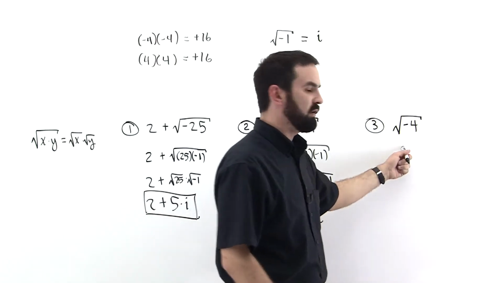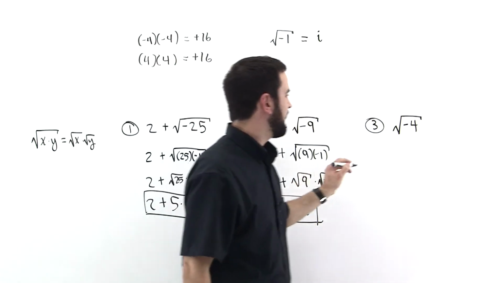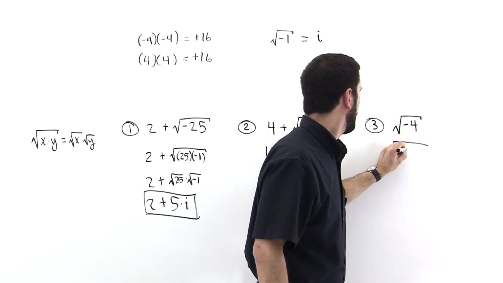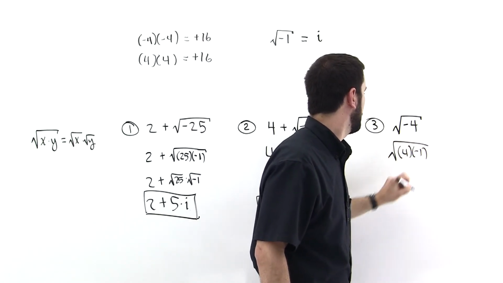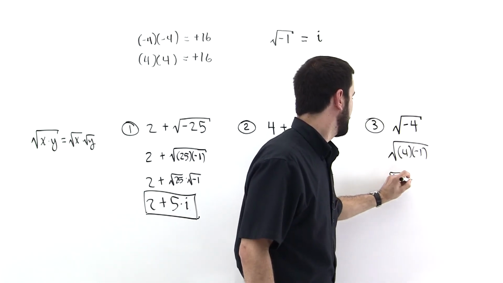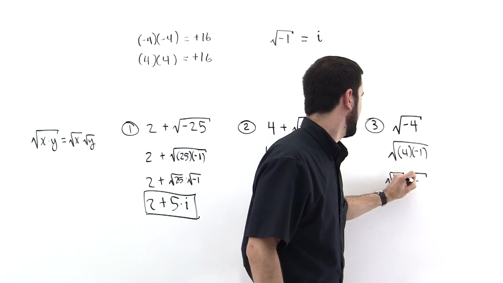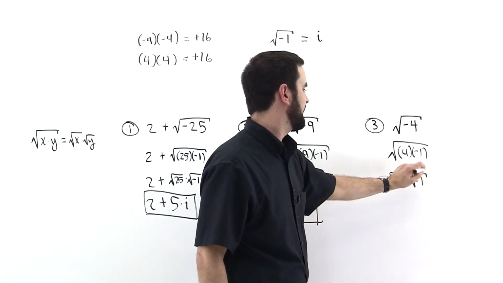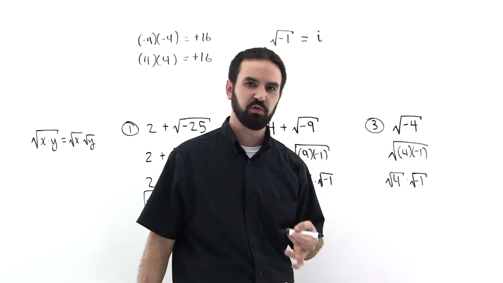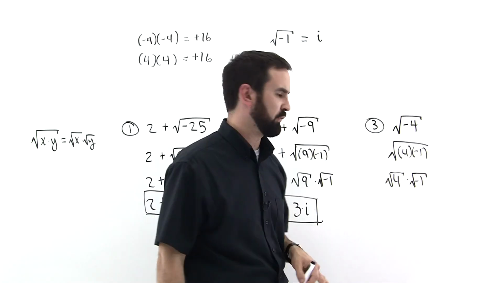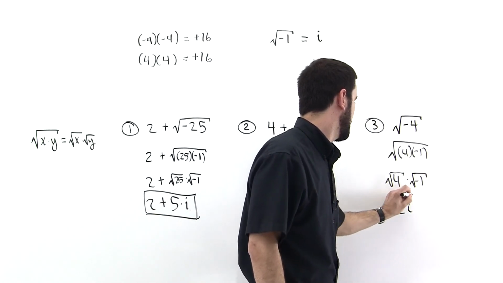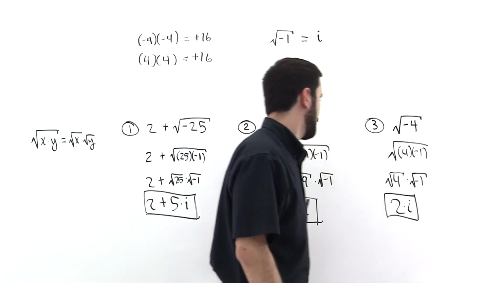Okay. When we come to this one, the square root of negative 4 is equal to the square root of 4 times negative 1. That's just equal to the square root of 4 times the square root of negative 1. This thing here is defined as this imaginary number. And then the square root of 4 is 2, right? Because 2 times 2 equals 4. So this is equal to 2i, right?